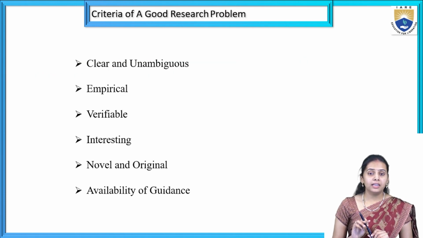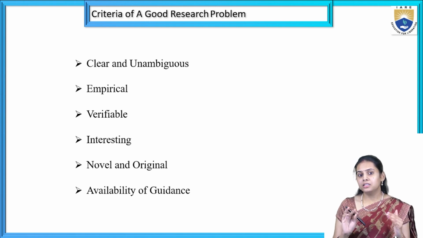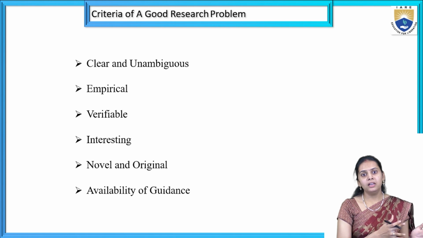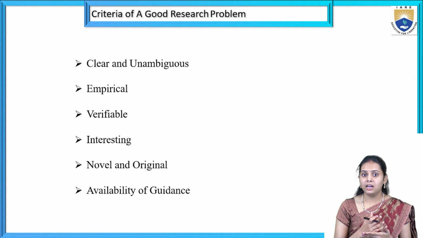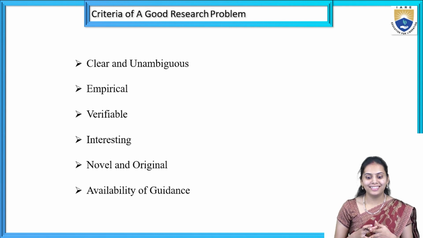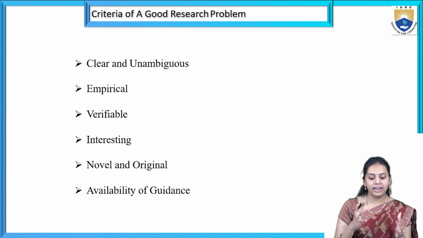And what are the criteria of a good research problem? Just now we discussed how a research problem should be clear and how to select the research problem. And how can we say whether the research problem is good or bad? Here we are covering a few criteria: clear and unambiguous, empirical, verifiable, and, more important for readers and society, interesting, novel and original, and availability of guidance.